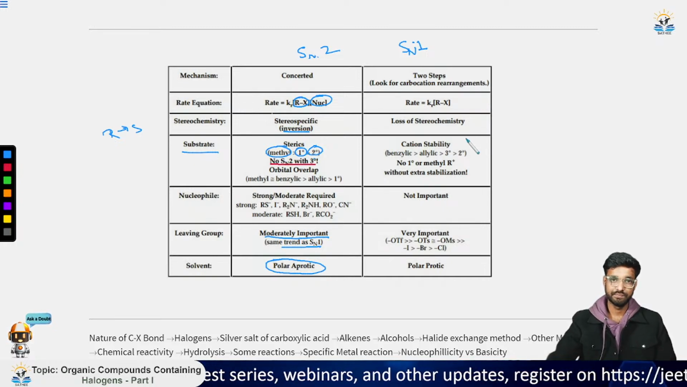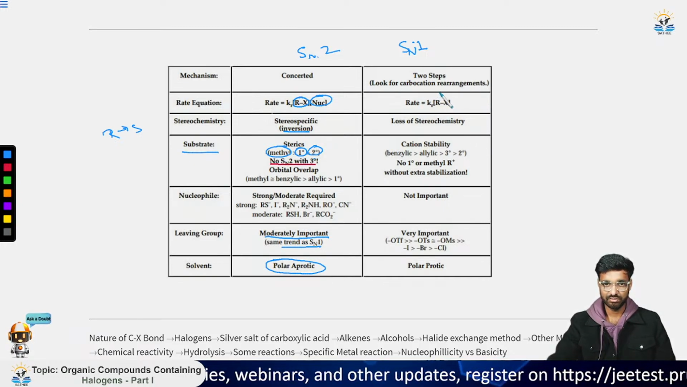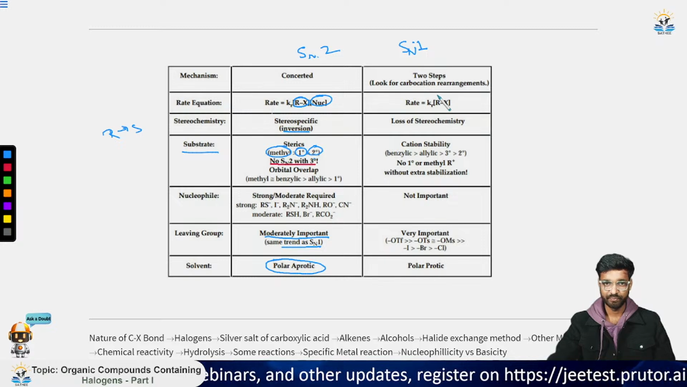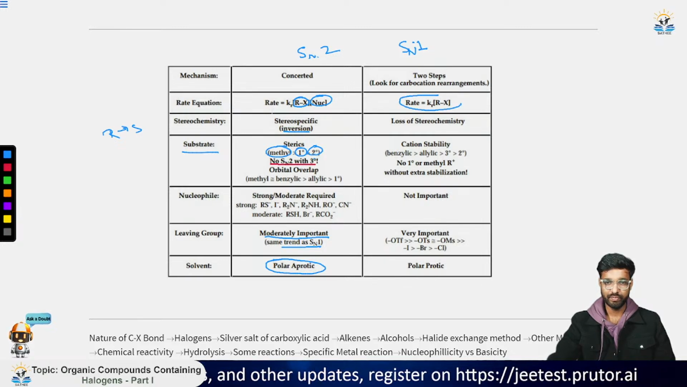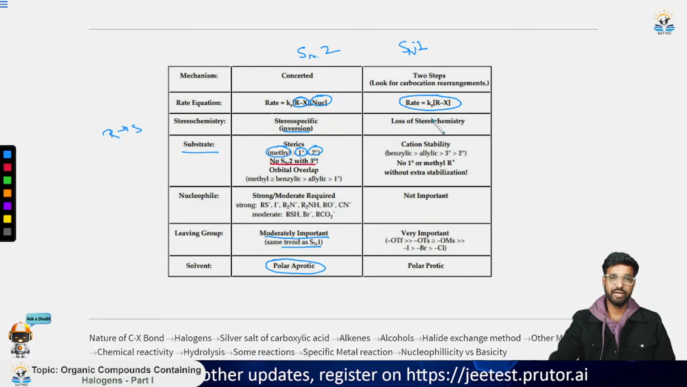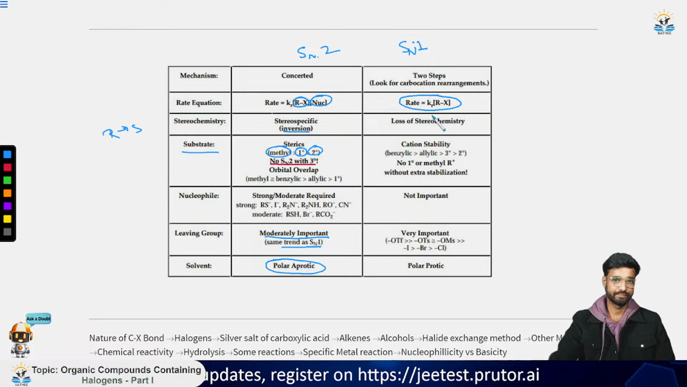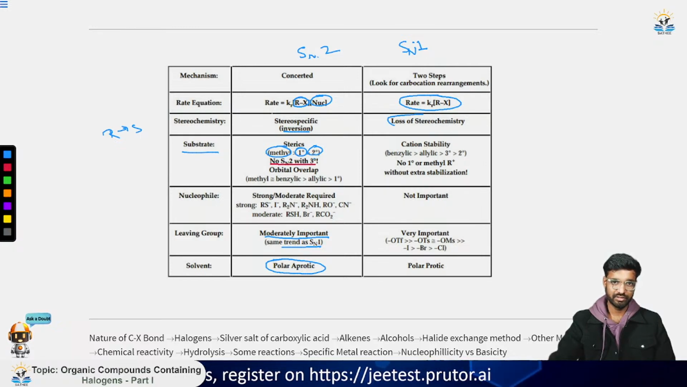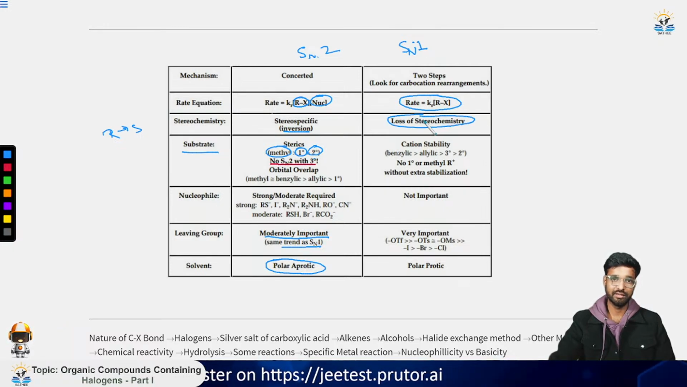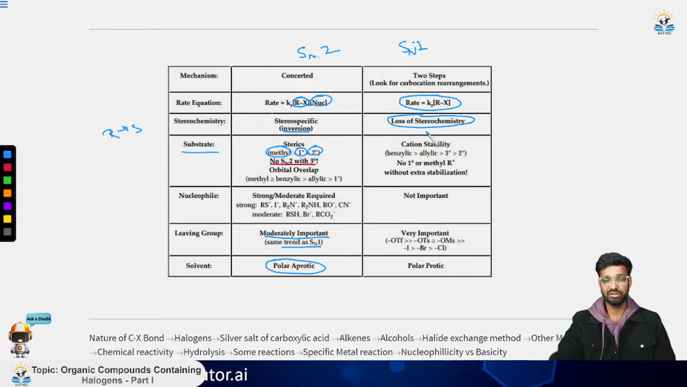Now next, the SN1 reaction. It takes place in two steps, and the rate of reaction only depends upon the substrate, or the alkyl halide that we are taking. There is loss of stereochemistry since a carbocation is formed and the incoming nucleophile can attack from both sides. So we get R and S both, depending on the stability of the product.